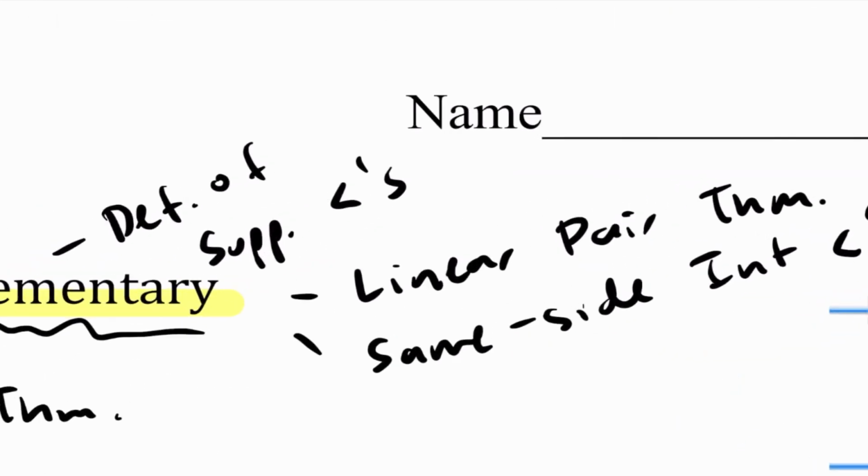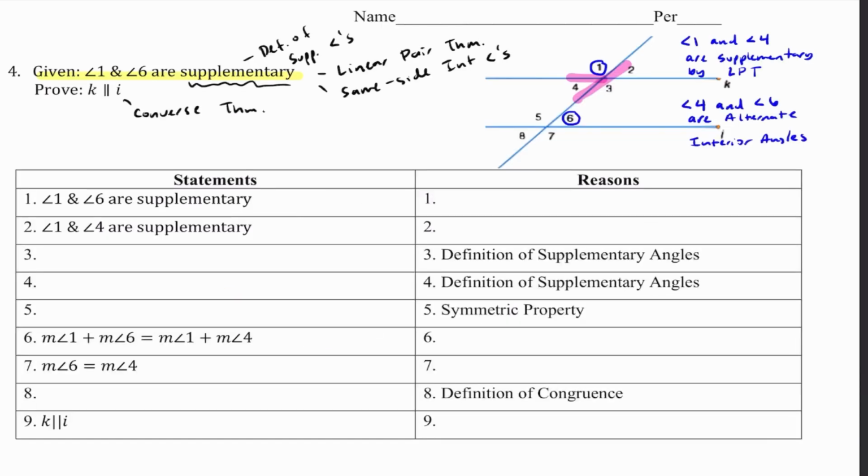So that's where the definition of supplementary angles will come into play when I get right into the proof. Now let's take a look at the proof. By the given statement, angle 1 and angle 6 are supplementary. So the first reason should always be given. Statement number 2 says angle 1 and angle 4 are supplementary. Here's angle 1, here's angle 4. They form a linear pair. So these two angles are supplementary by the linear pair theorem.